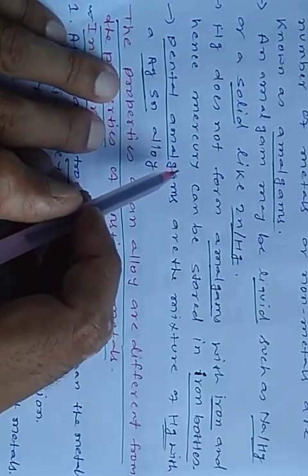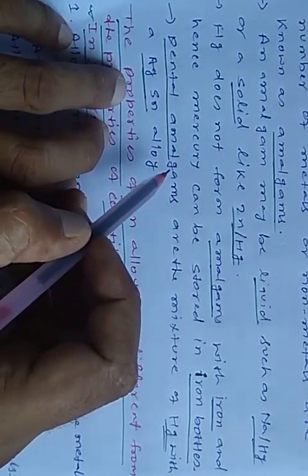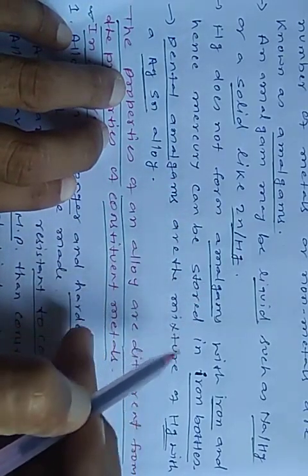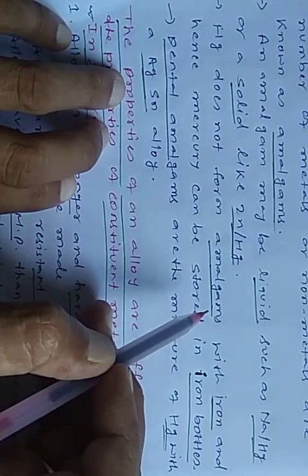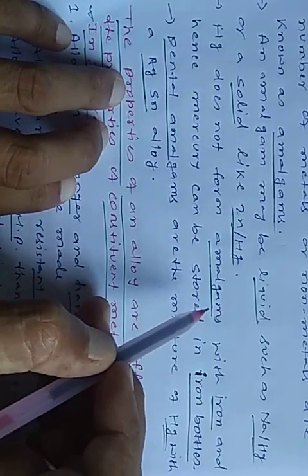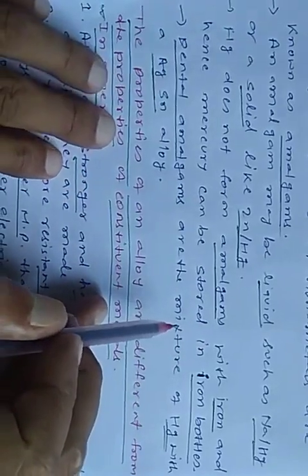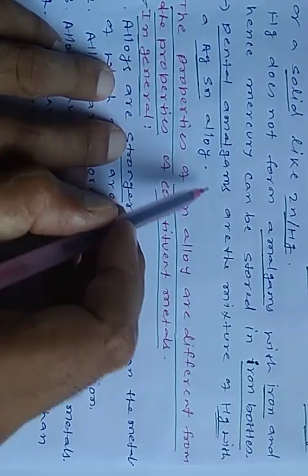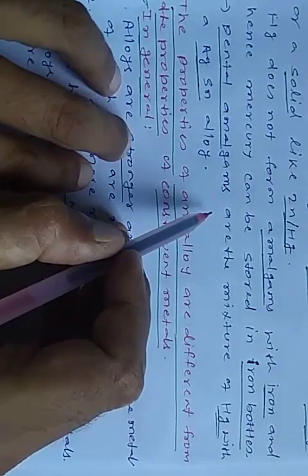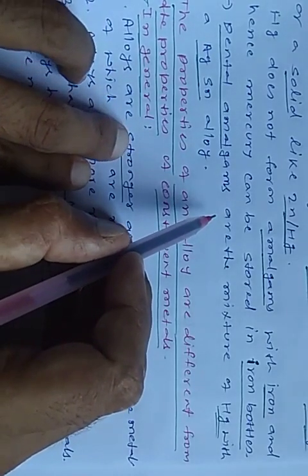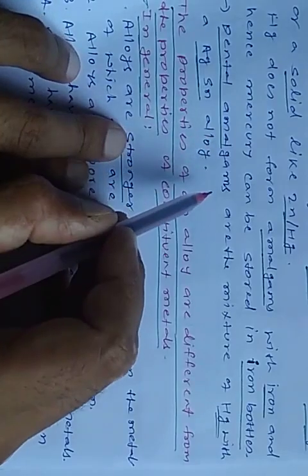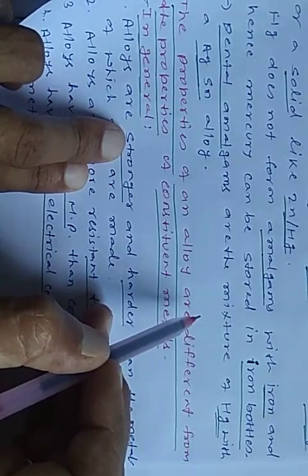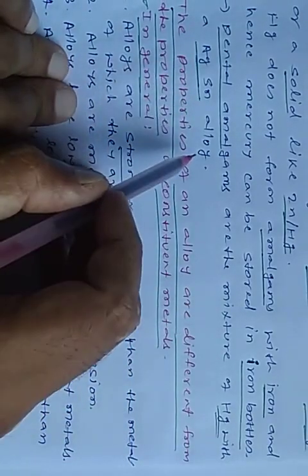Now mercury does not form an amalgam with iron, hence we can store mercury in iron bottles, because mercury does not form an amalgam with iron. Now the dental amalgam, which is used to fill dental cavities. Dental amalgam is a mixture of mercury with a silver-tin alloy.